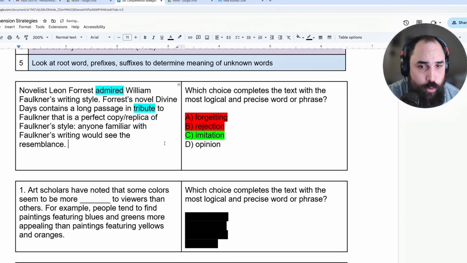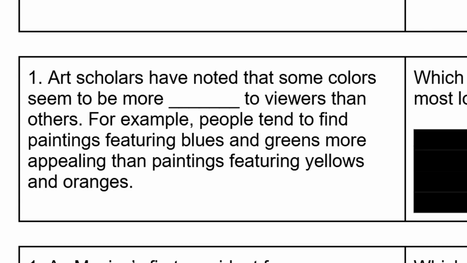Let's try this one more time. Please play along. Art scholars have noted that some colors seem to be more blank to viewers than others. For example, people tend to find paintings featuring blues and greens more appealing than paintings featuring yellows and oranges.